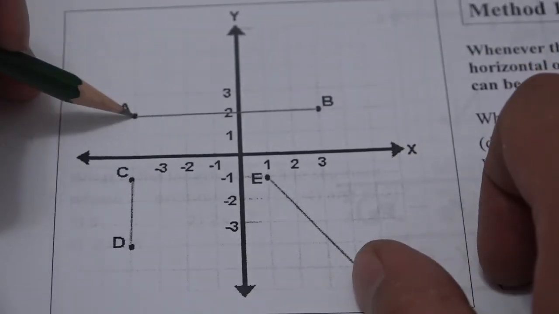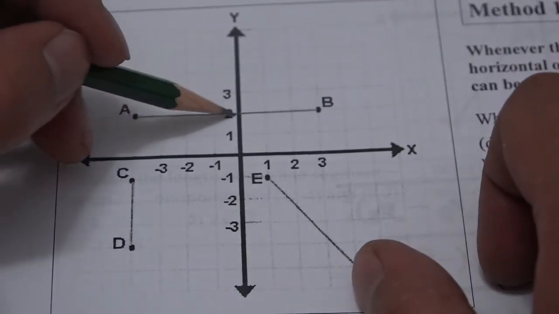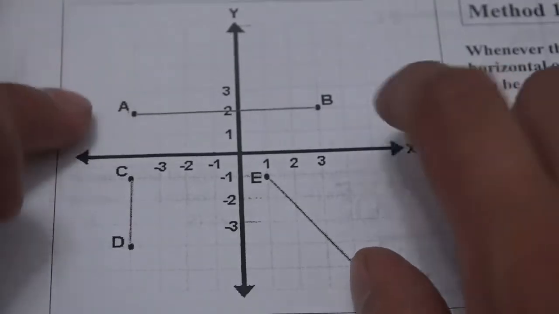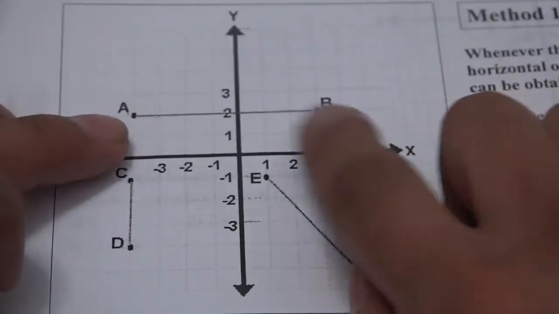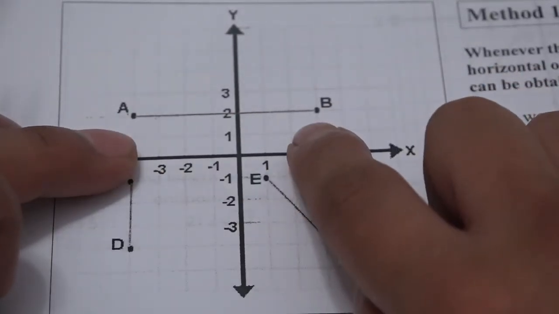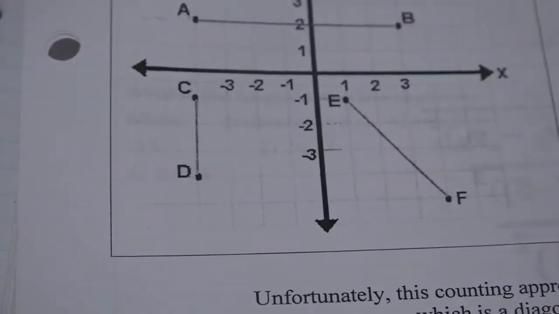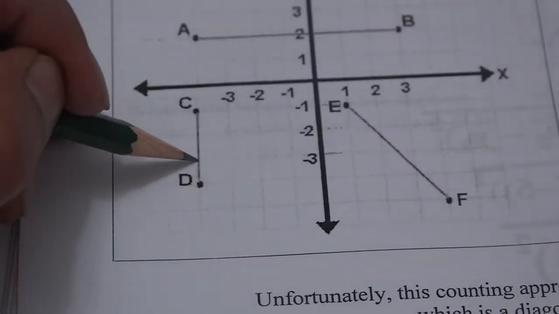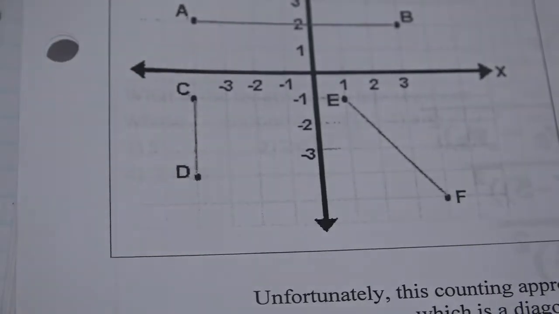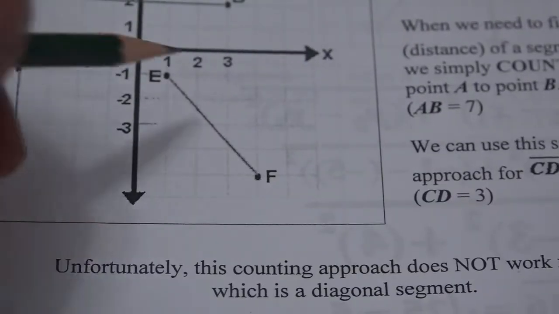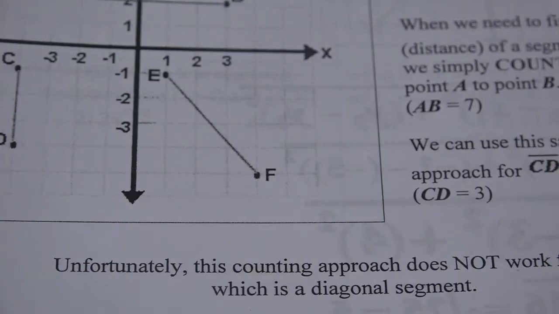Well, for example, we have 1, 2, 3, 4, 5, 6, 7. So the distance from A to B is 7 units. See, horizontal distance is very easy to calculate. Now, what about CD? What do you think the distance is? Well, let's see. 1, 2, 3 is 3 units. Now, what about EF? Not so easy, right?